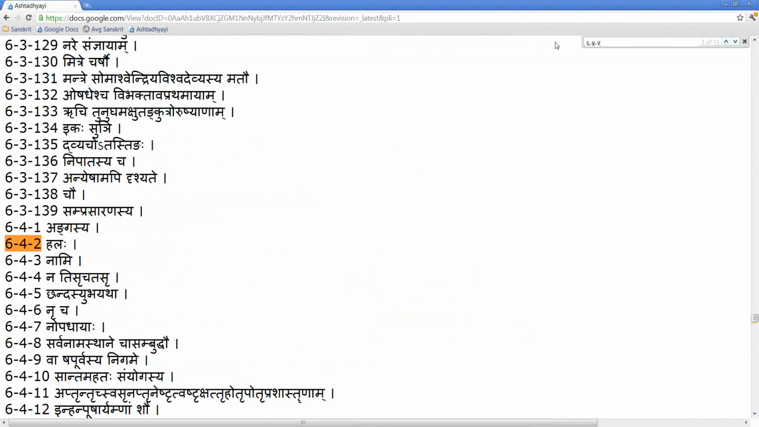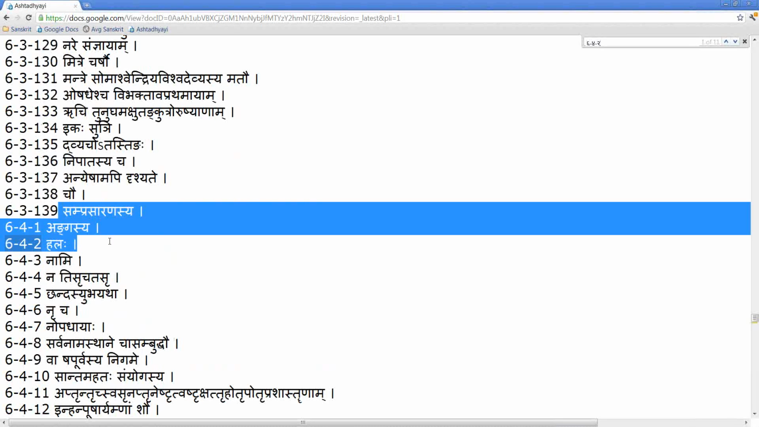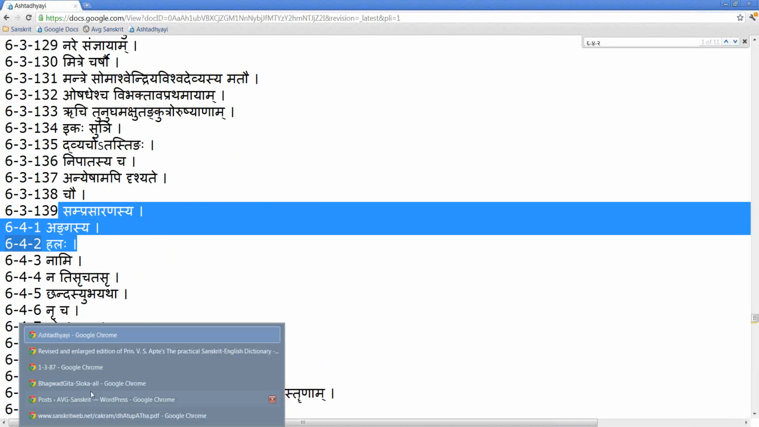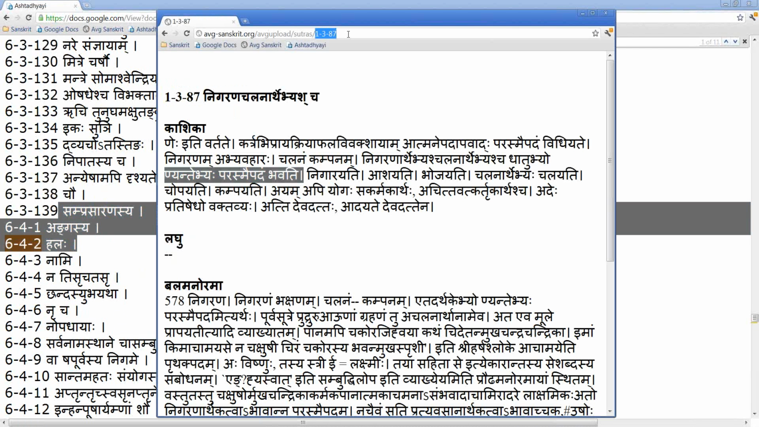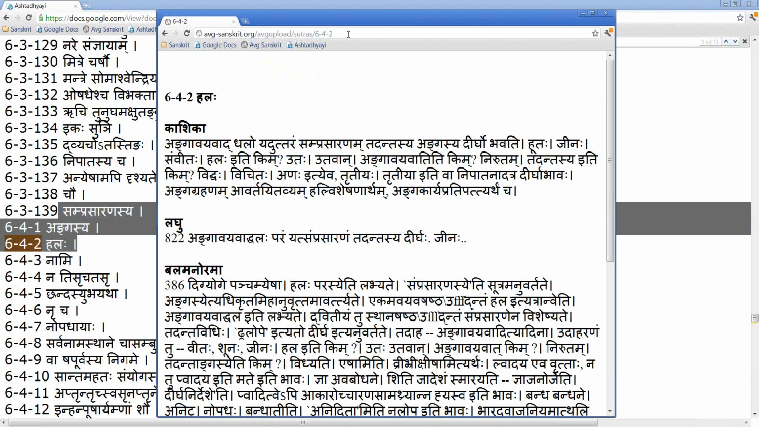halaha, samprasaranasya. So let's look at this, interesting guys, 3 rules: samprasaranasya, angasya, and halaha. So all that you combine, you get the following vritti. So the vritti which you get for 642 halaha. See, these were done a long time ago. We may not recall these rules, but it says angavayavad halaha param. So yat samprasaranam tadantasya dirgha.